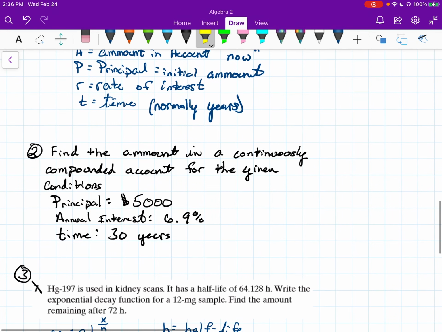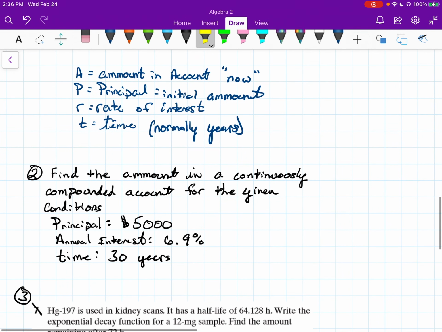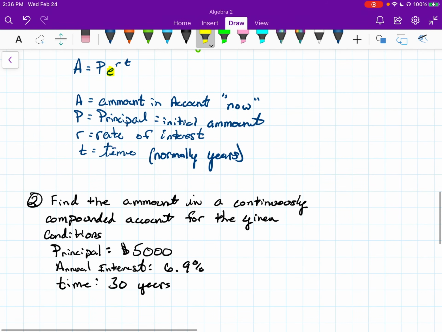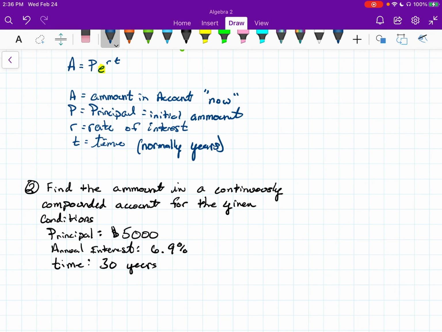So number two. It's set up a lot like some of the homework problems. Find the amount in a continuously compounded account for the given conditions. The principal, the initial investment, is $5,000. The annual interest is 6.9%, and the time is 30 years. So we're just going to plug this all in. We're going to be finding the amount, quote unquote, now.